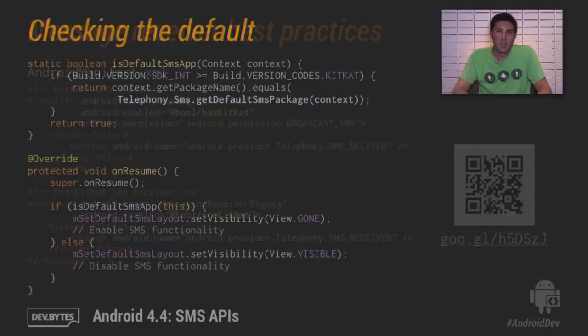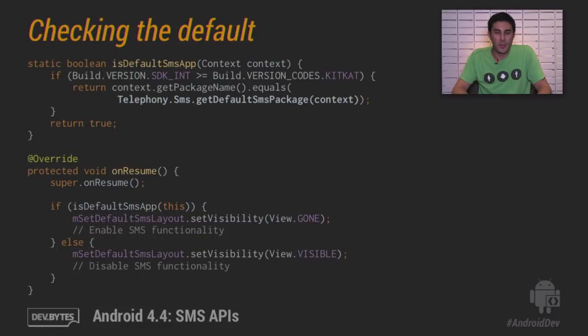Another new API in KitKat is the ability to check which is the default SMS application using the Telephony.Sms.getDefaultSmsPackage method. Here you can see we're checking to see if we're running on KitKat or above, and then we're going to use that method to work out if we're currently the default SMS application. You can then call this in your onResume of your key activities, hide and show certain layouts as appropriate, and also enable and disable certain functionality as appropriate. For example, you may not want to allow sending SMSs if you're not currently the default SMS application.